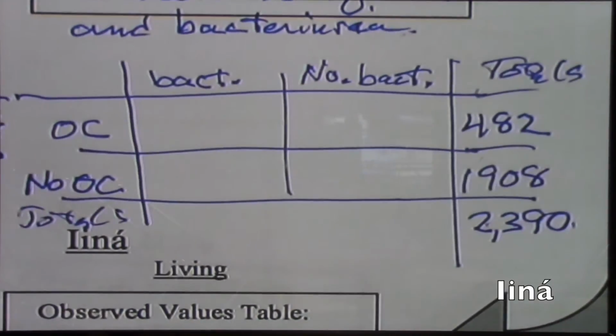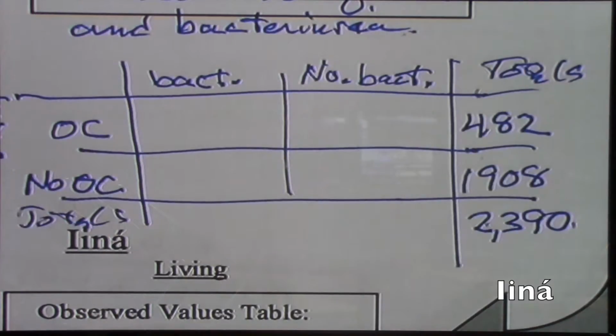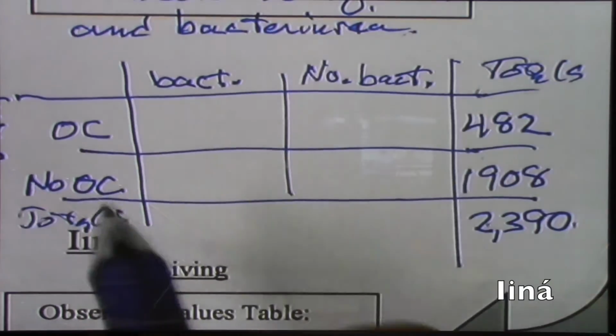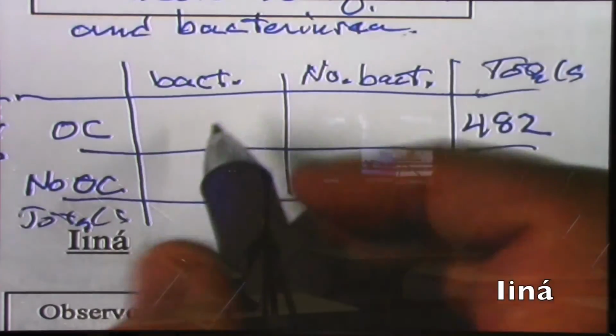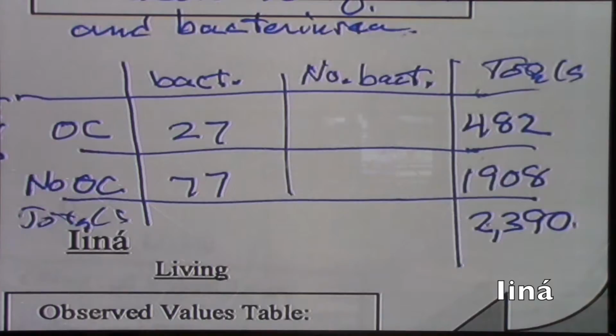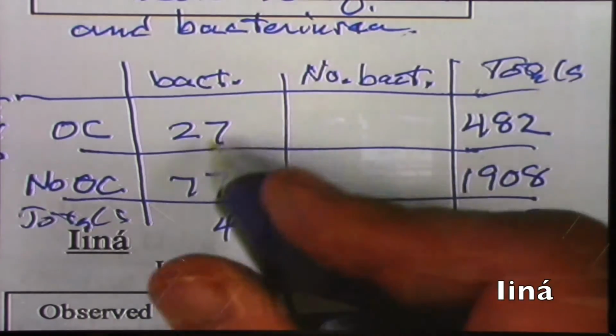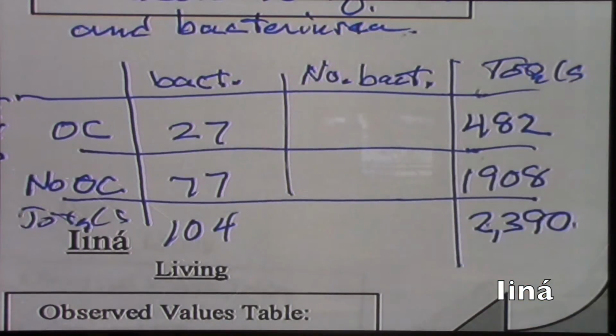Now the next thing is, what are the other numbers? They told us at the end of the follow-up period, 27 of the exposed got the illness, 77 of the others. So 27 of those who used oral contraceptives and 77 of the non-users got the bacteriuria. So the total number of cases this way is 104, and now we have to fill in these other numbers.